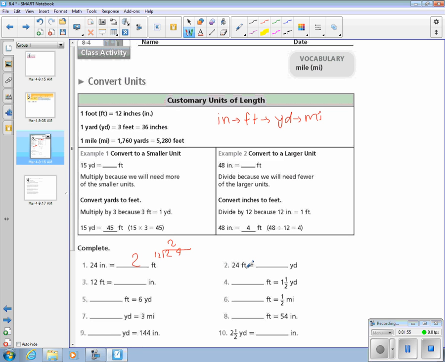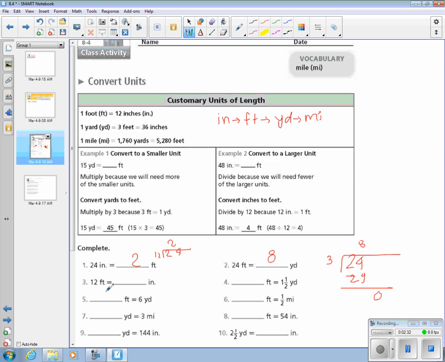For number 2, we're converting feet to yards. So there's 3 feet in 1 yard. What we're going to do is take our 24 feet and divide it by 3 because there's 3 feet in a yard. And our answer will be 8, as you can see. Whoa, kind of did that backwards. Sorry, guys.